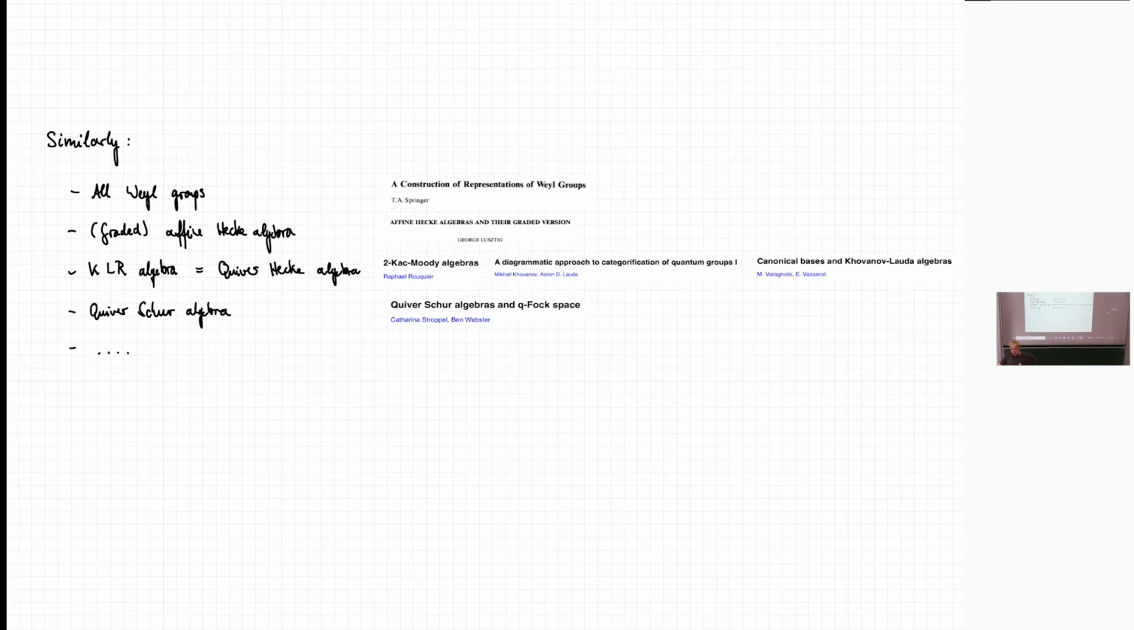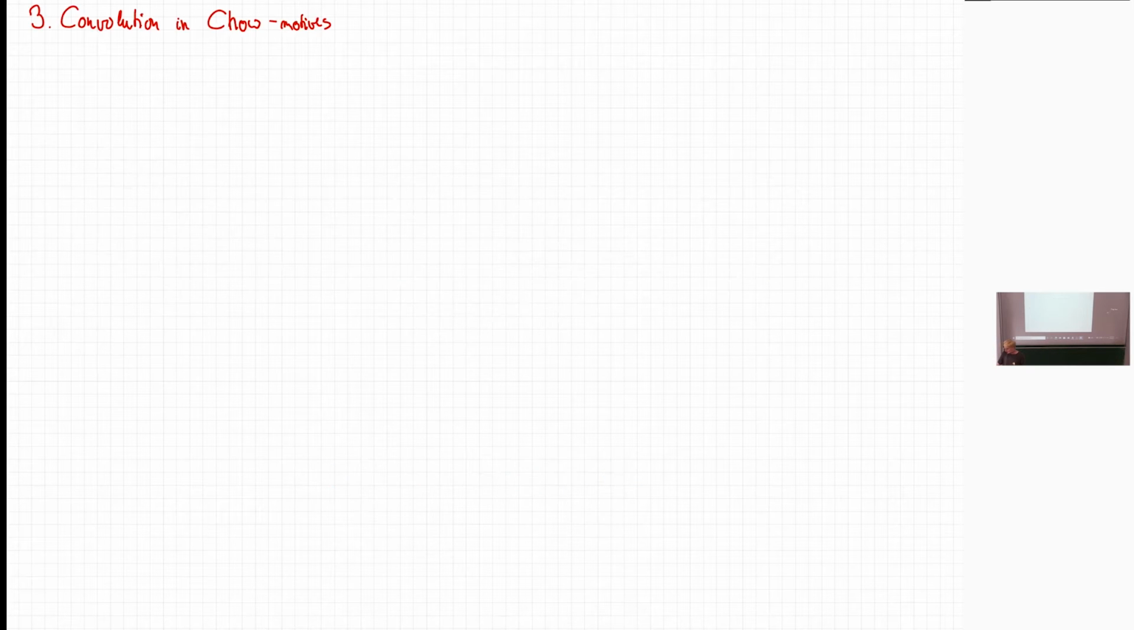And also quiver Schur algebras and many, many more examples of interesting algebras in representation theory arise in this convolution setup. Okay, and so I want to call all of these situations Springer theory, yeah? Because they come from this basic idea, from this starting point of Springer. Okay, so now this is convolution in geometric representation theory.